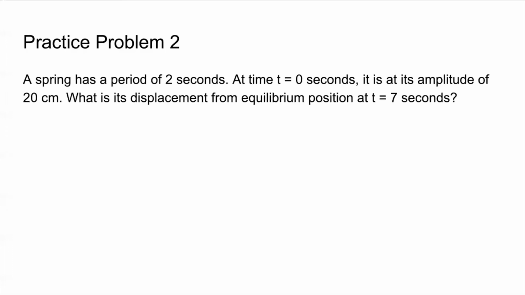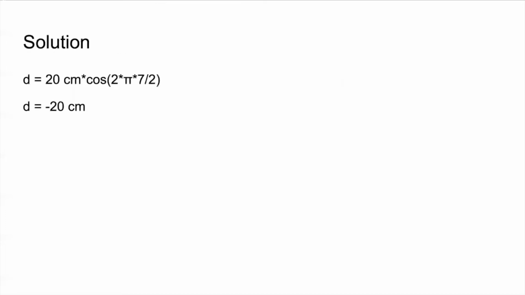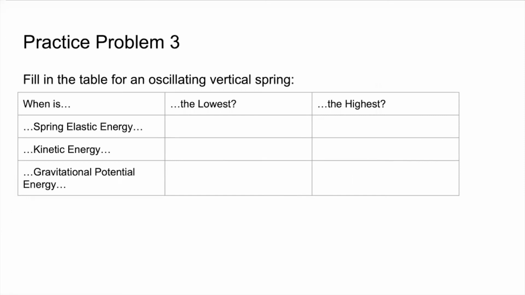The solution will come in 3, 2, 1. We just used the displacement equation, and we plug in all the values that we know to get that the displacement at 7 seconds is negative 20 centimeters. Here is the third practice problem. The solution will come in 3, 2, 1.